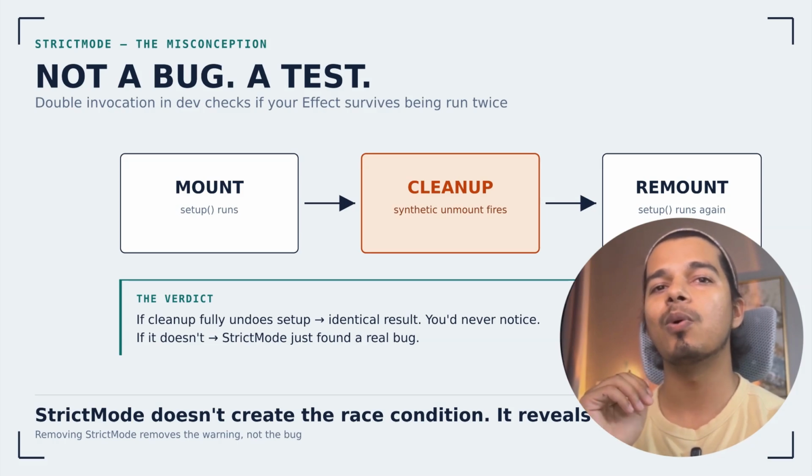So, in this video, we're going to understand why React intentionally runs your effects twice in strict mode, what it's actually trying to detect, and more importantly, I'm going to show you a real production bug I ran into because I misunderstood what an effect cleanup was supposed to do, and I could have detected that bug earlier if I had not removed strict mode from my application.